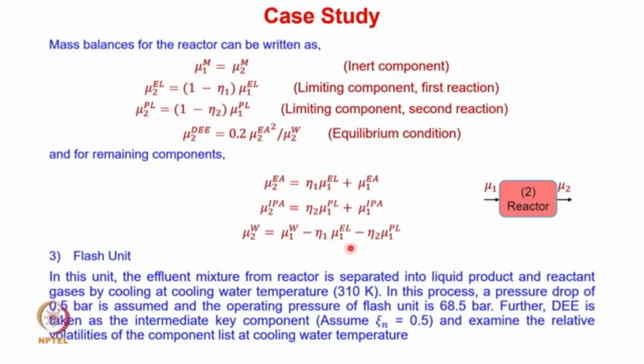Water, if you look at the water, for water the amount of water coming out from the reactor will be mu1 W, that is nothing but the molar feed rate of the water to the reactor, minus the amount of water which is utilized in the first reaction and the amount of water which is utilized in the second reaction. So that is what is represented here as eta 1 mu1 EL minus eta 2 mu1 PL.